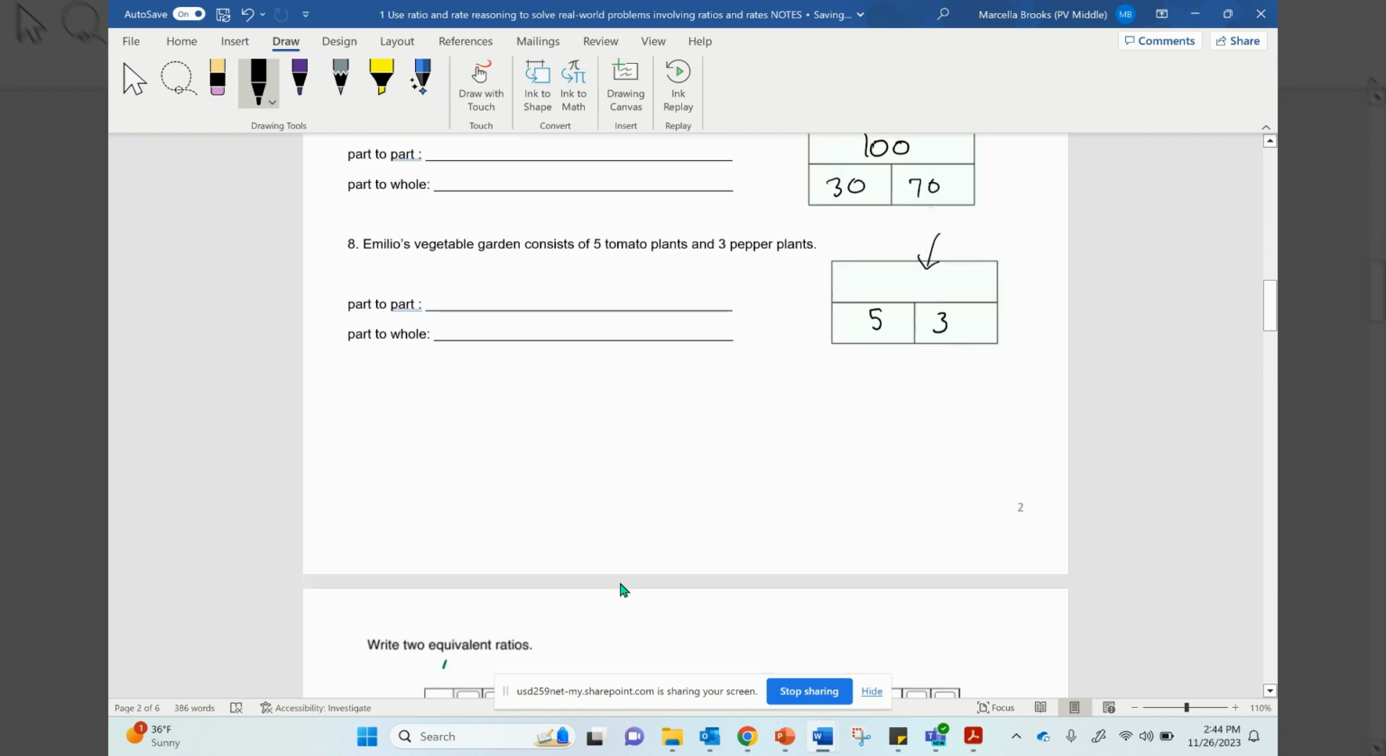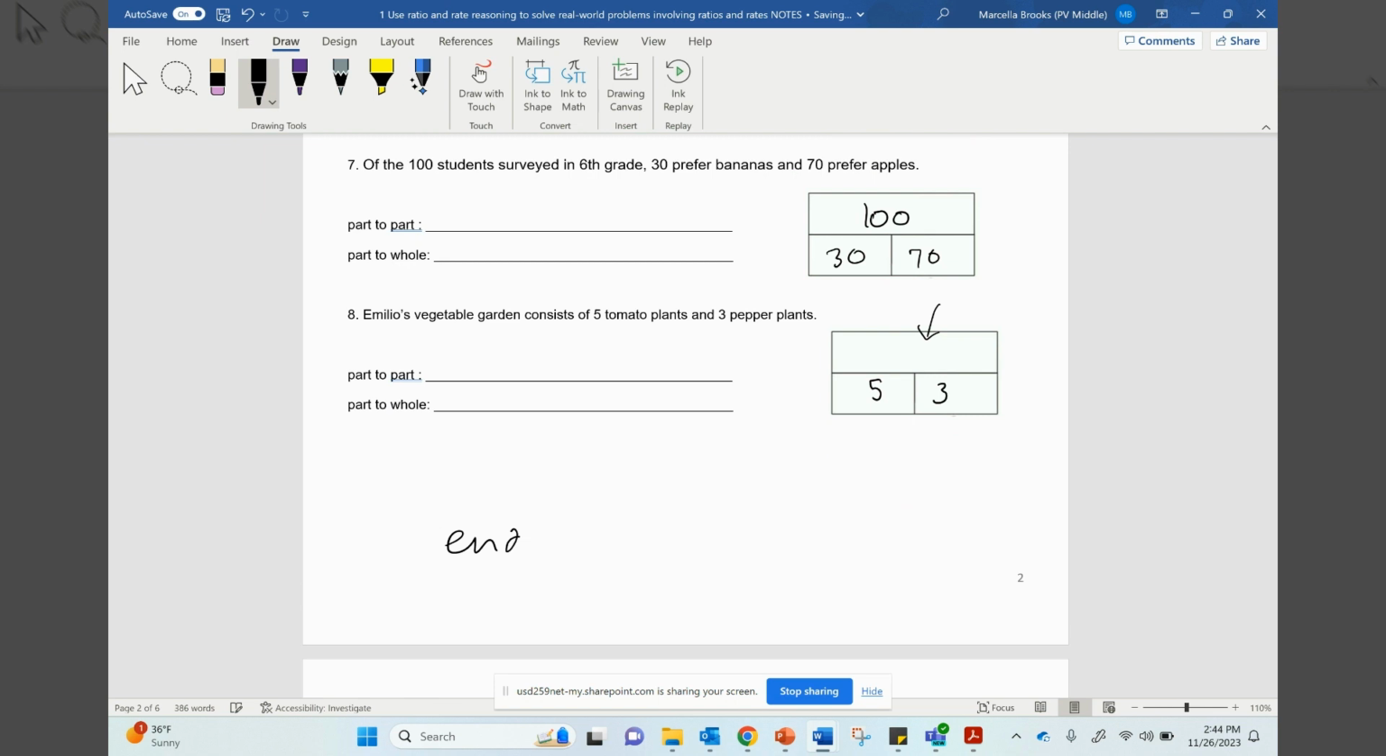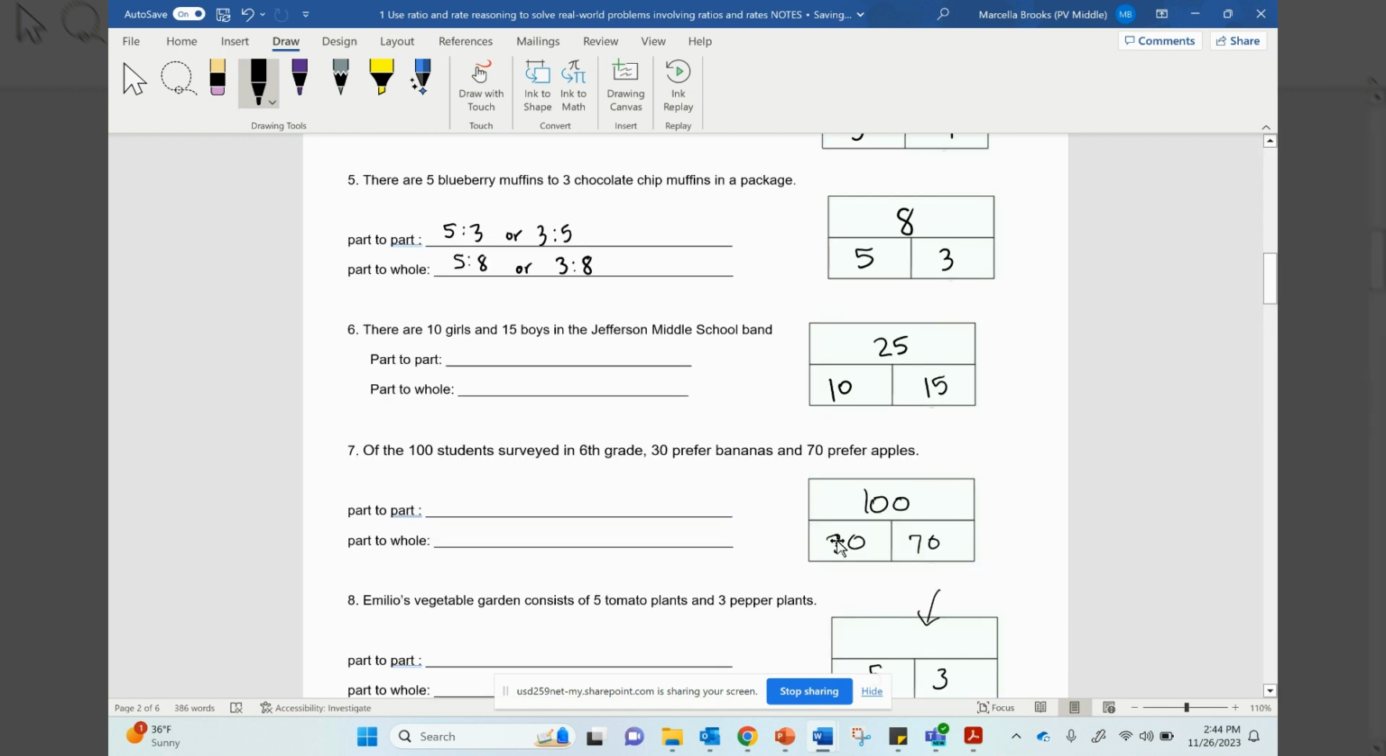And then you can say end of video 1 so that you know where you're at. So do those 3 problems on your own.